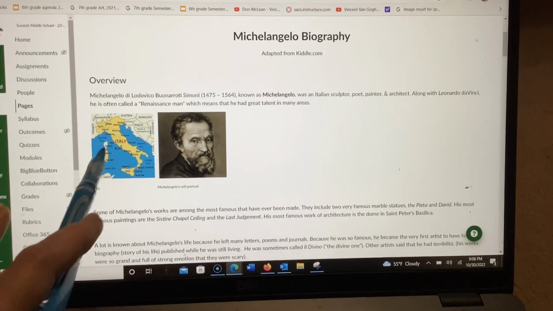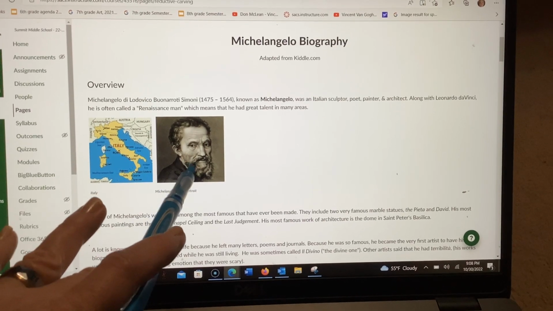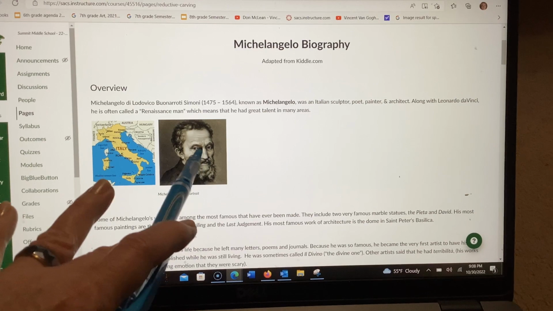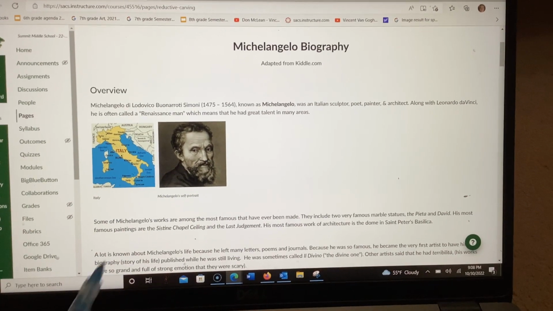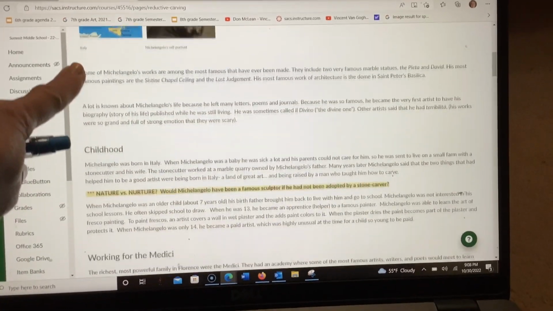So here's a picture of Italy, the boot. And this is a self-portrait, so he drew this of himself. It's said that he got into a fist fight with a fellow artist and it broke his nose. I thought that was kind of funny.